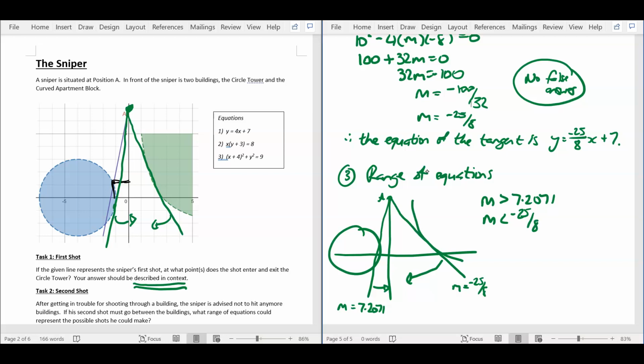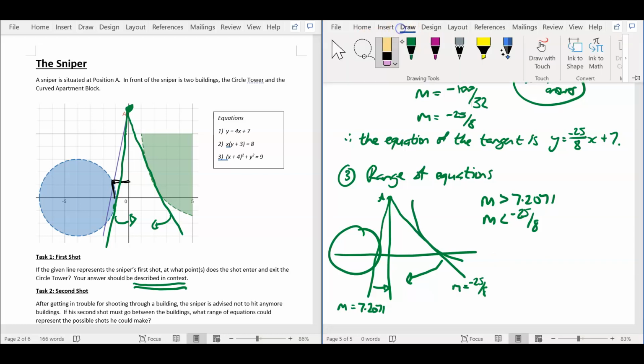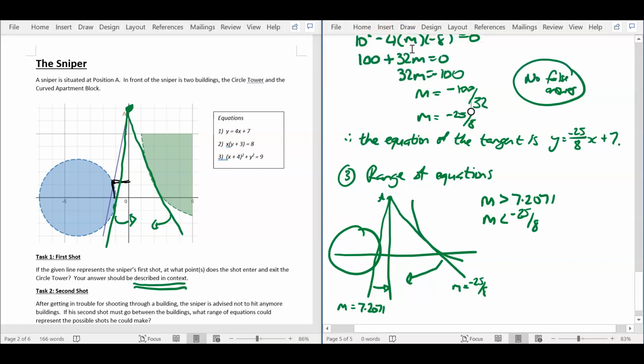Now, this is one of the ones where you won't be able to write anything between negative 25/8 and 7.2071. We can't do that because that would actually be anything in the other range. That would be stuff in this area here, and that there would be the wrong answer. So let's get rid of that over here. Okay, and we then just need to state our final answer.